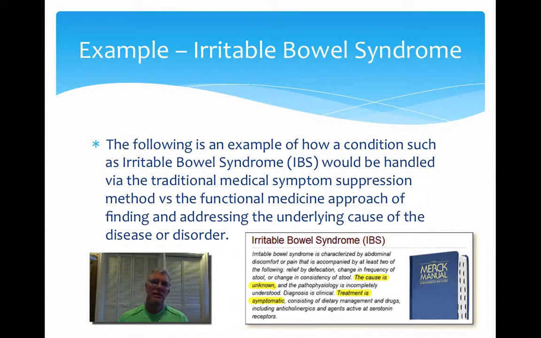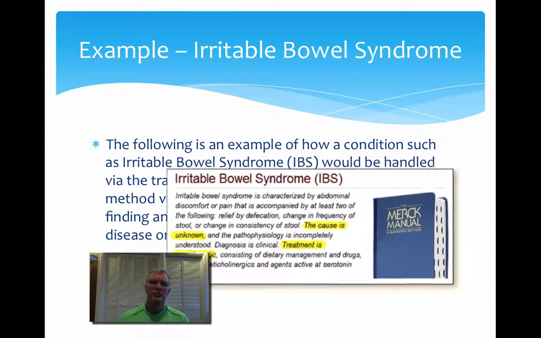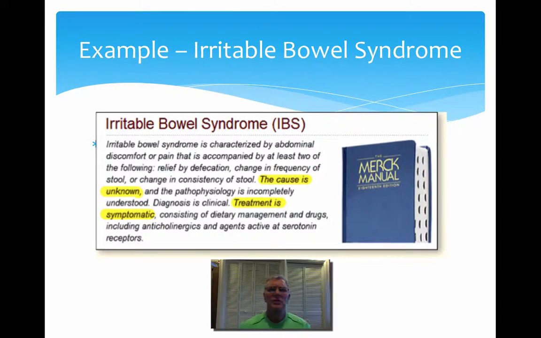Let me give you an example of how a condition is treated both by traditional medicine and by functional medicine. We'll use irritable bowel syndrome as an example. Irritable bowel syndrome is characterized by abdominal pain and discomfort. Its cause is unknown, and the traditional treatment is symptomatic.